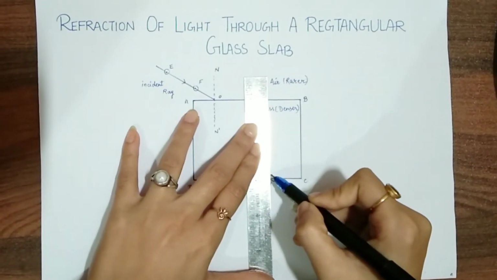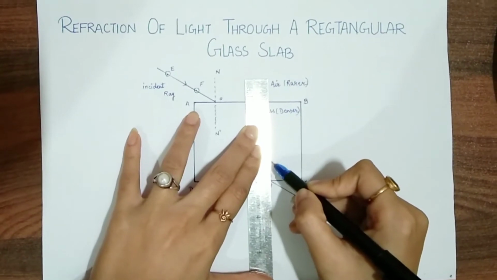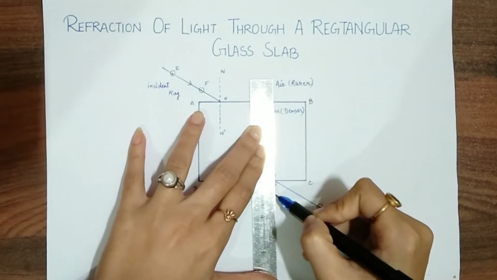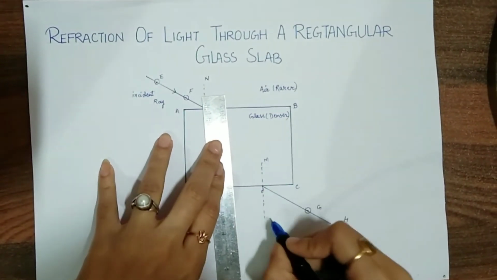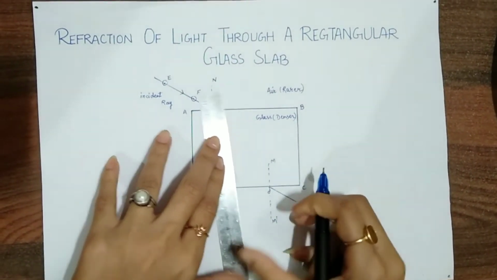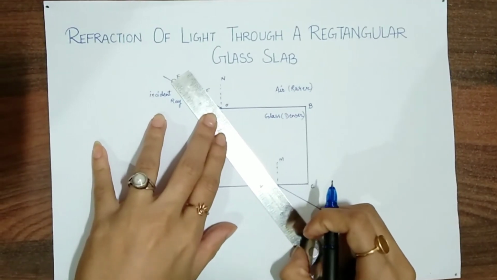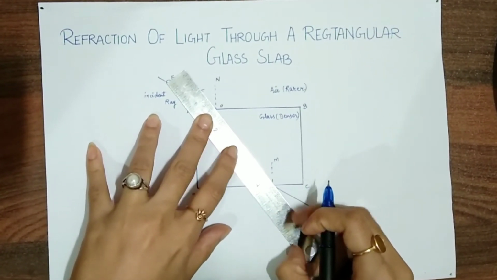Now we will draw the normal and name it as M M dash. We will also join these two points O O dash.